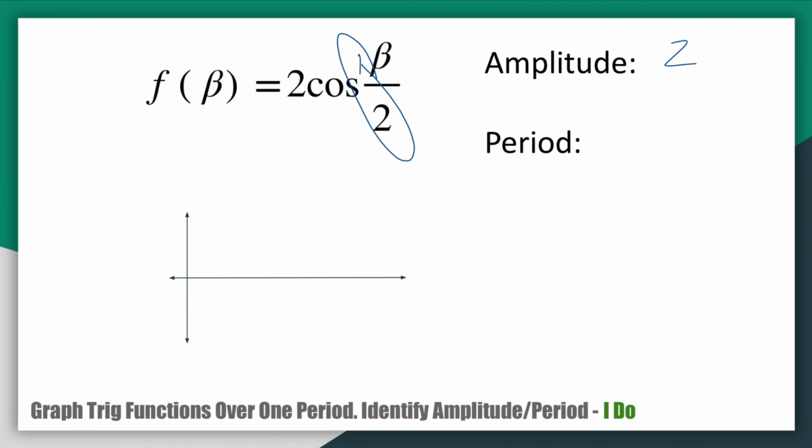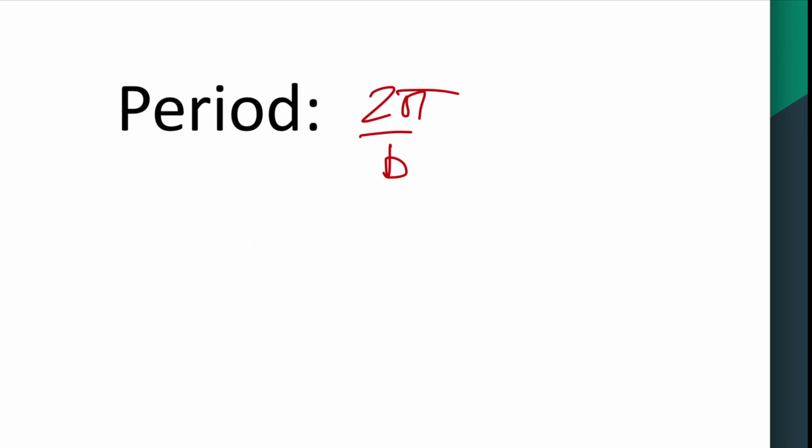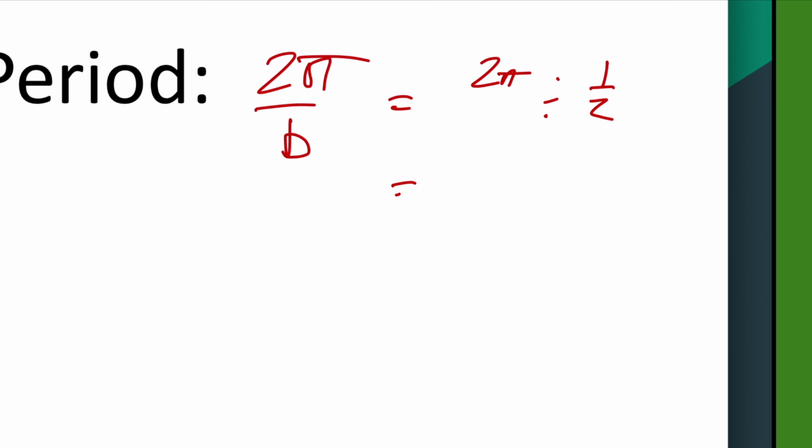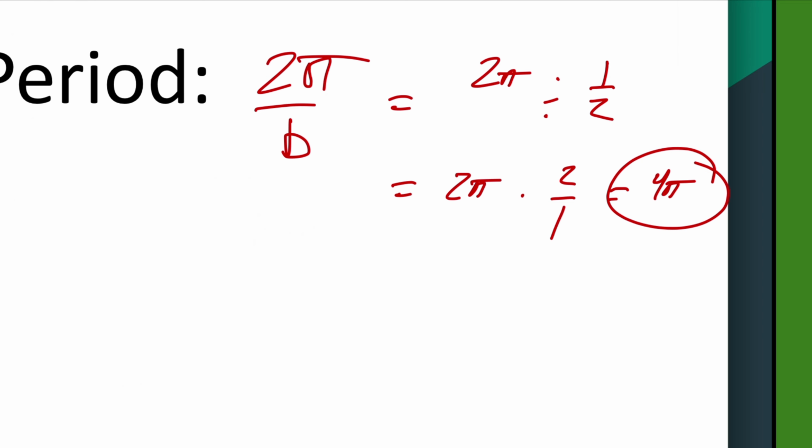Just like that. So the formula for our period is 2 pi over b. Well, here, that makes it 2 pi divided by 1/2, because 1/2 is our b value. So you need to keep, change, flip, and what you get is 4 pi. And so this is now stretching. It is horizontally stretched, okay?